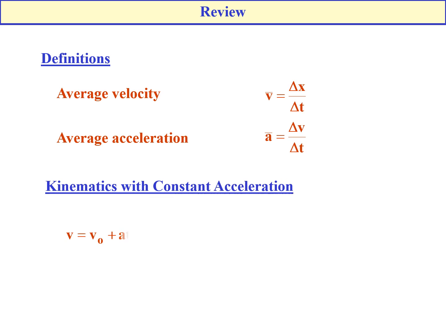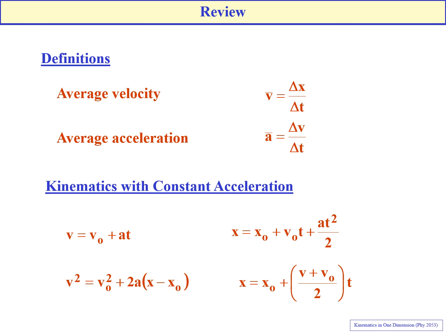All right, a few definitions, just to review what we've gone over. The average velocity is the total change in position, which is displacement, divided by time. The average acceleration is the total change in velocity divided by time. And then some kinematic equations for constant acceleration are these right here that we've been through for this entire PowerPoint.